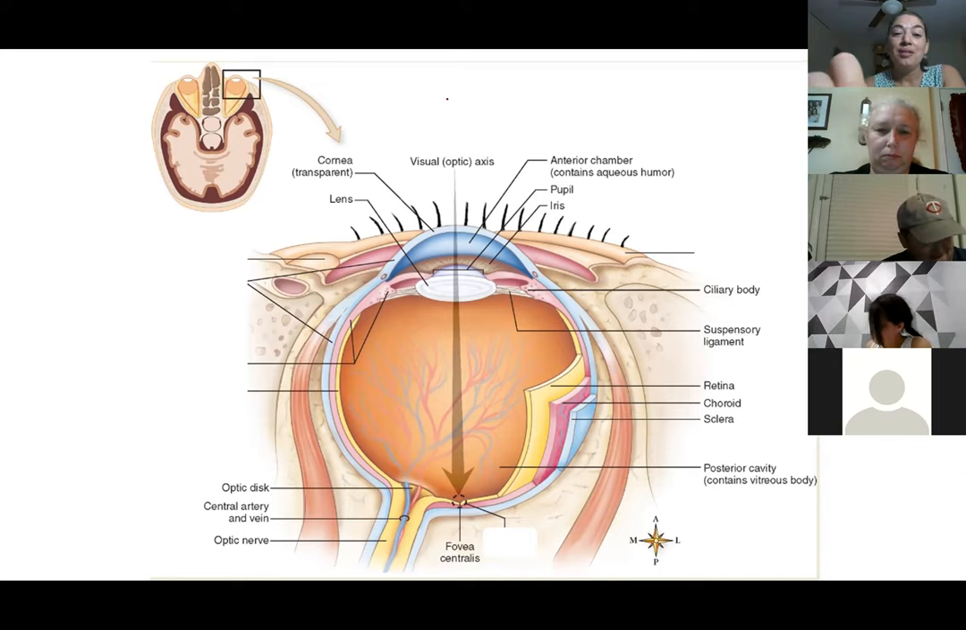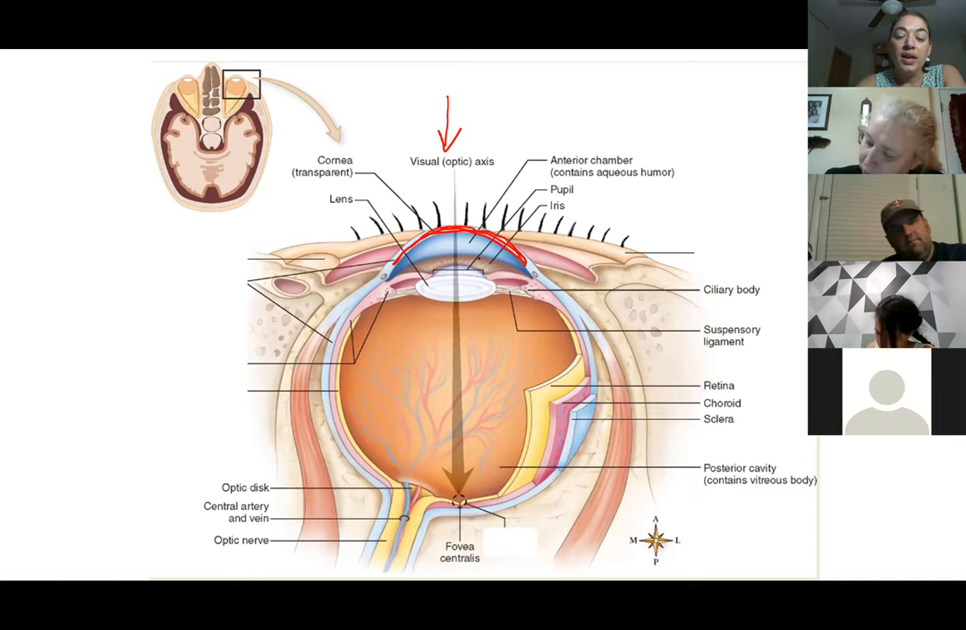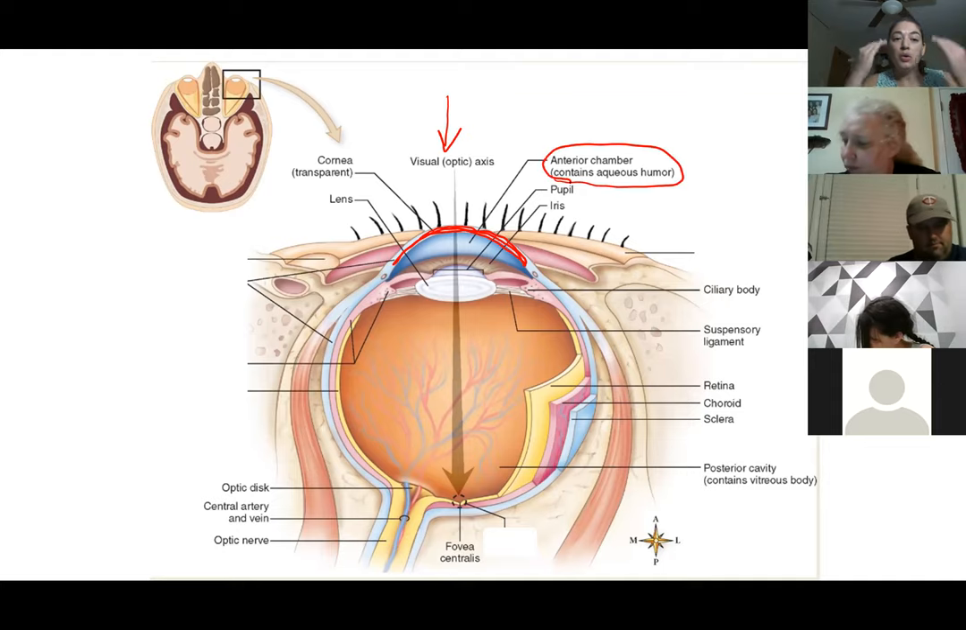Okay. So light coming in hits the cornea, which is the transparent portion of the eye. Right inside the cornea is what we call our anterior chamber. That is filled with a liquid called aqueous humor. And it's a thin fluid, and it circulates through the anterior portion of the eye, and helps keep it healthy.